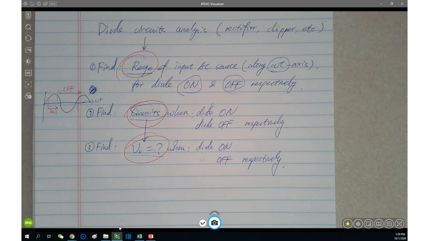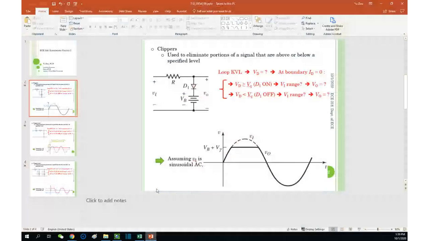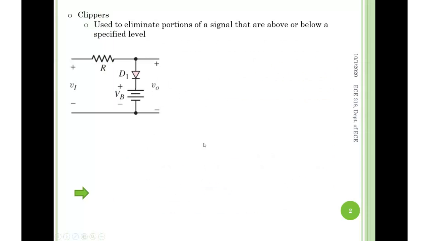Okay. So with these being said, let's go ahead now to take care of the details. By details, I mean this circuit. The circuit, how to find the V0?